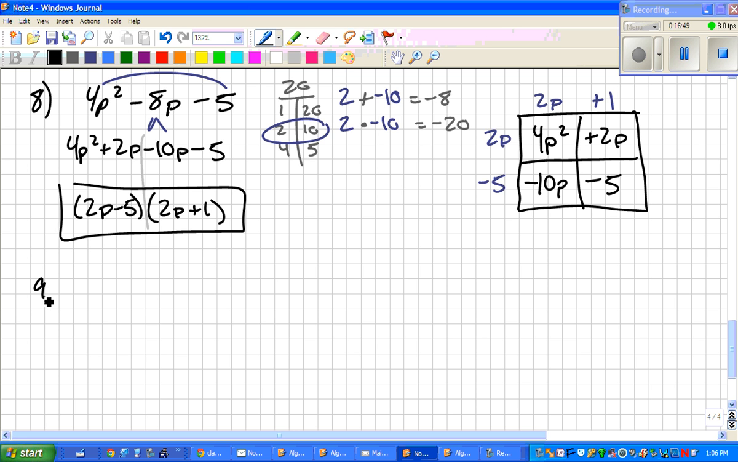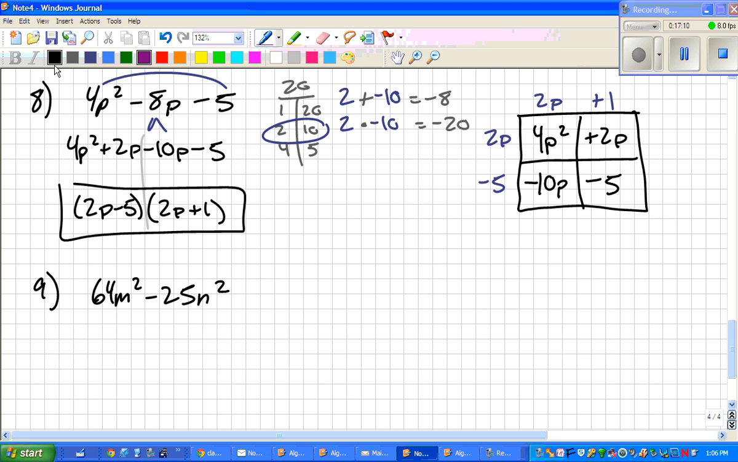All right, number 9. Number 9, we have 64m squared minus 25n squared. Okay, remember the first thing we always check is their GCF. And in this case, there's not.